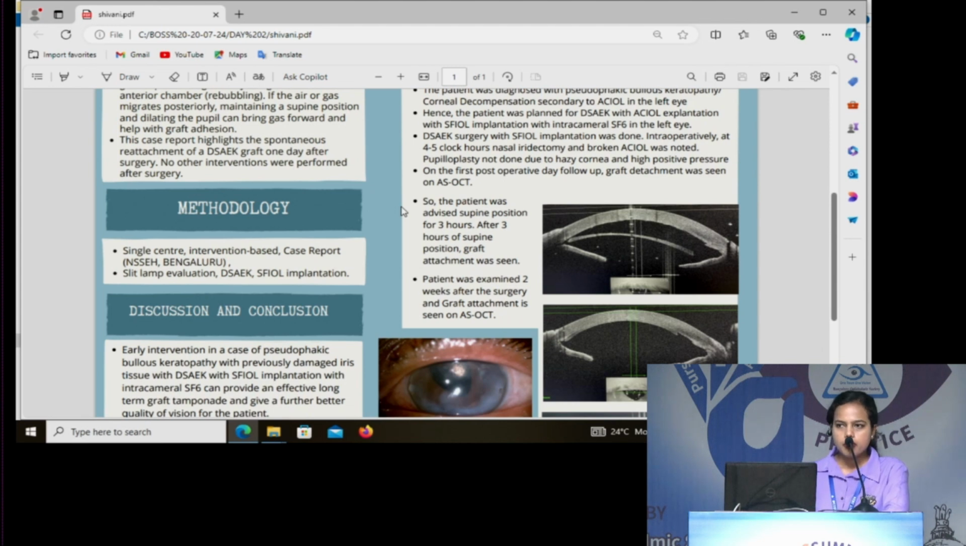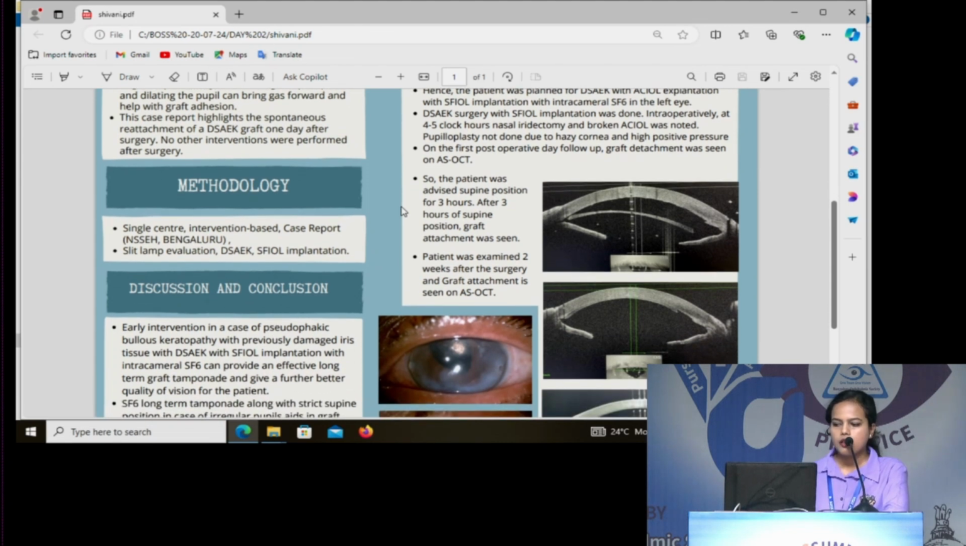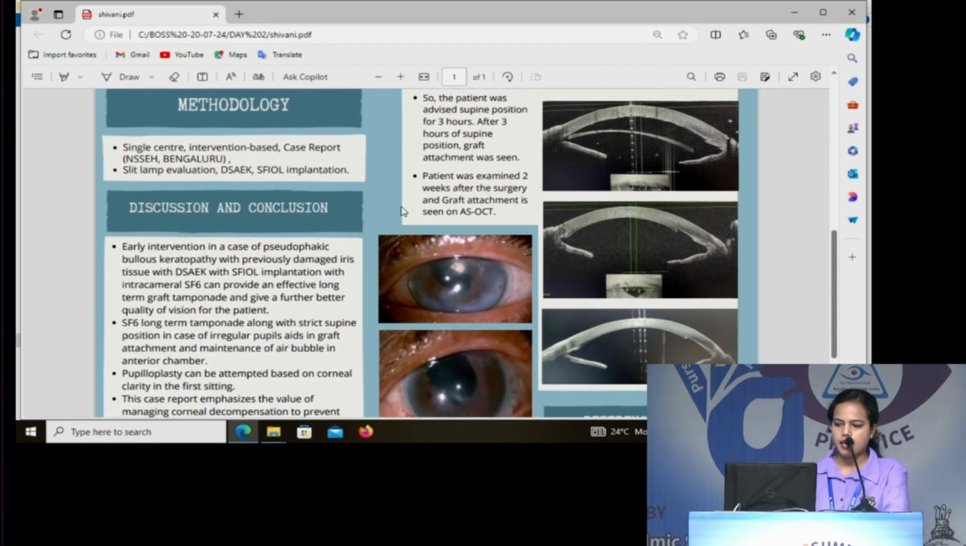On the first post-operative day follow-up, graft detachment was seen on ASOCT as seen in the first image. The patient was advised supine position and pupil was dilated, and after 3 hours we again did ASOCT and graft attachment was seen. The same patient was examined 2 weeks after the surgery and graft attachment was seen on ASOCT.